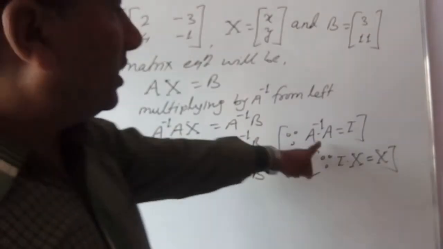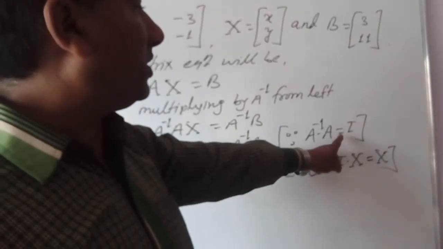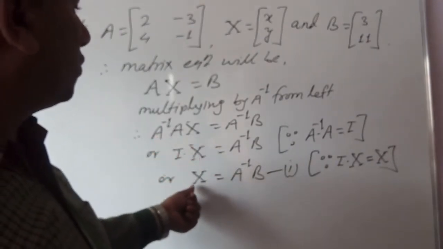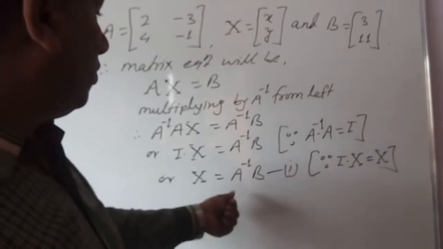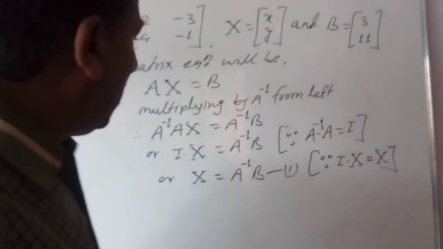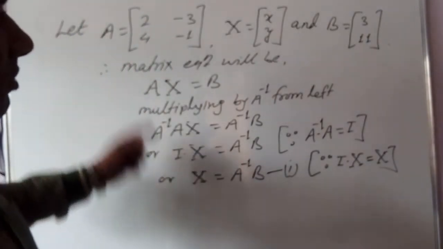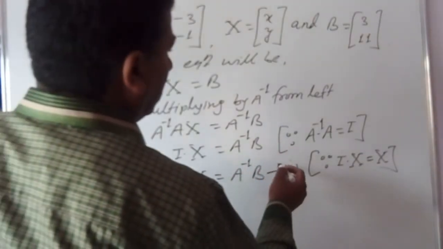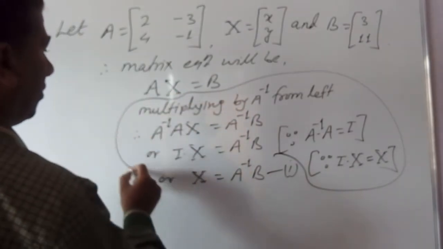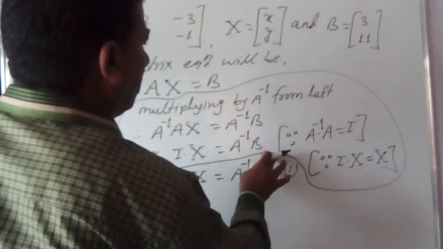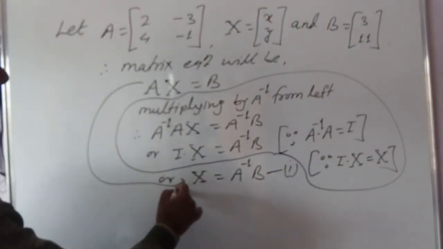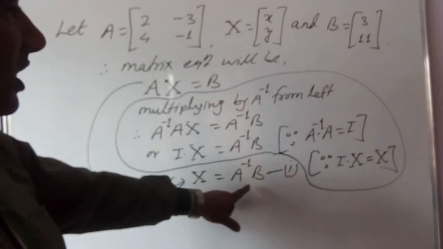A inverse times A equals the identity matrix. In place of this we can write I times X equals X. The right-hand side stays the same, no change. Now this one we can call equation 1. When we solve the equation, this much part is just to make you clear, for your knowledge only. If you do not want to write all this, from here you can directly write this step: if AX equals B, then you can write this one.